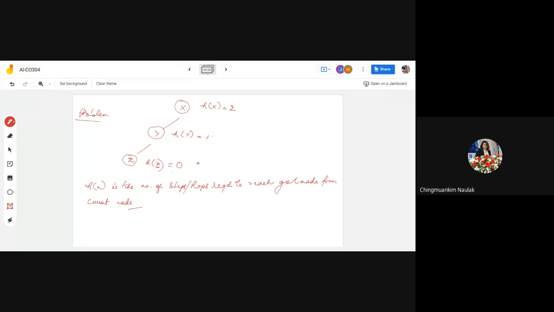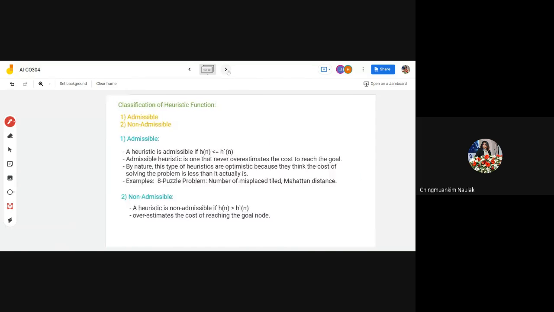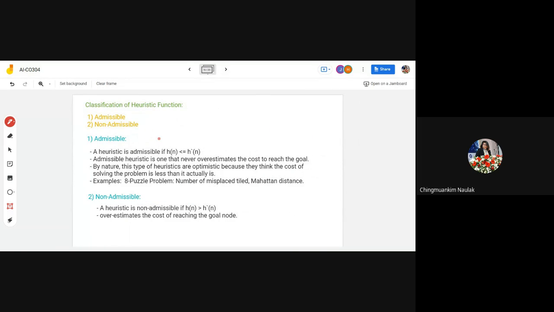Okay, now let's go to the next slide, number 16, classification of heuristic function. Heuristic function is classified into 2 types. One is admissible heuristic function, and the second type is non-admissible heuristic function. Let us see what is admissible heuristic function.